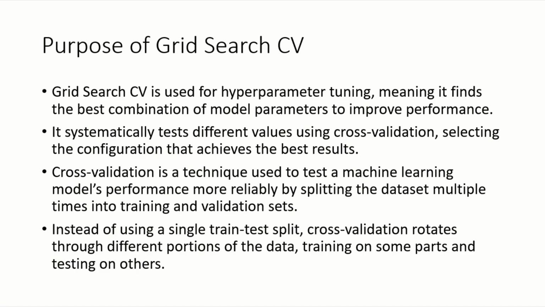When we use GridSearchCV, it finds the best combination of model parameters to improve the performance. It systematically tests different values using cross-validation, selecting the configuration that achieves the best results. Cross-validation is a technique used to test the machine learning model's performance more reliably by splitting the data set multiple times into training and validation sets. So instead of using a single train test split, cross-validation rotates through different portions of the data, training on some parts and testing on others.